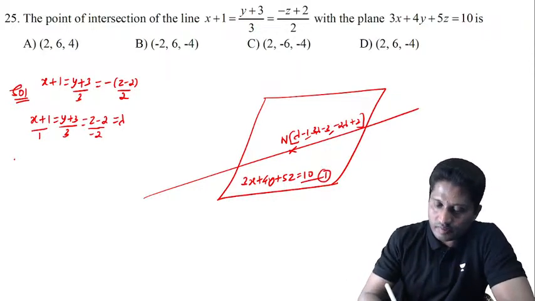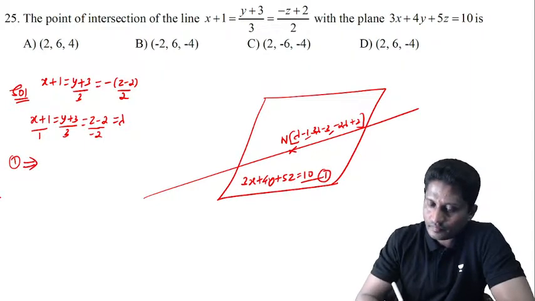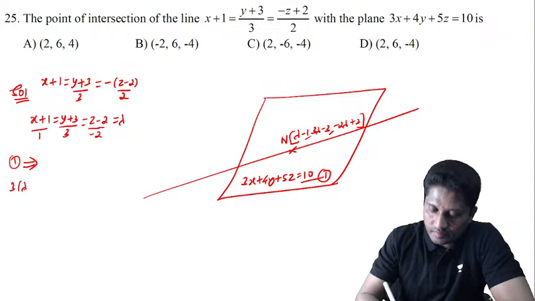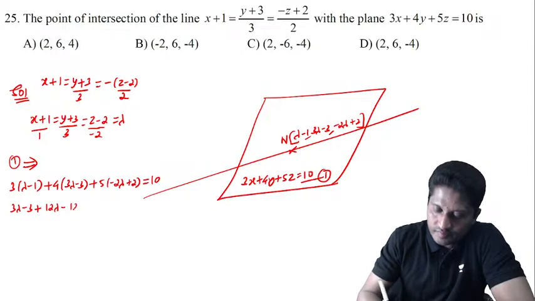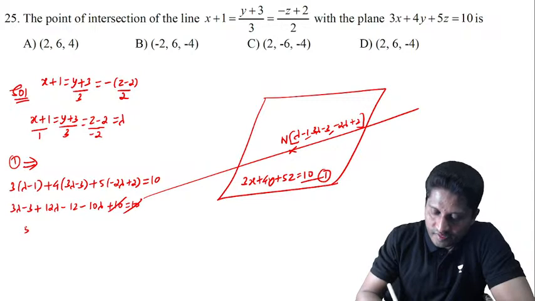If I substitute N which lies on the plane in equation 1, you will get 3 into lambda minus 1 plus 4 into 3 lambda minus 3 plus 5 into minus 2 lambda plus 2 is equal to 10. There is 3 lambda minus 3 plus 12 lambda minus 12 minus 10 lambda plus 10 is equal to 10. Okay, now you get 5 lambda is equal to 15, lambda is equal to 3.